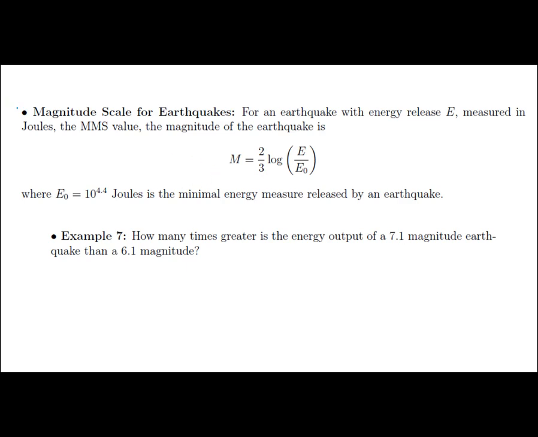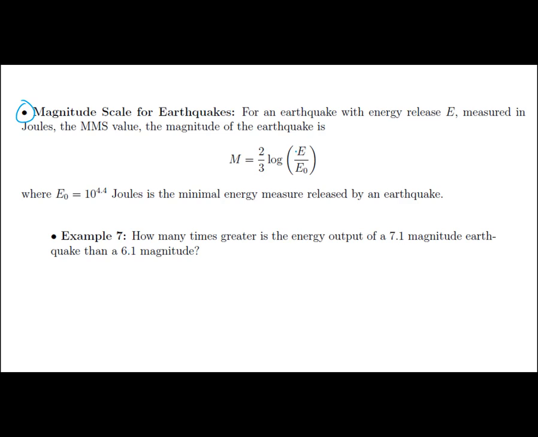So this one you probably have heard of, the magnitude of an earthquake. We find the magnitude of an earthquake by taking 2/3 times the common logarithm of E, which is the energy output of the earthquake, in joules, divided by E naught, and E naught is 10 to the 4.4 joules, which you can think of as the minimal energy of an earthquake. So in example 7, it asks us how many times greater is the energy output of a 7.1 magnitude earthquake than a 6.1 magnitude earthquake.